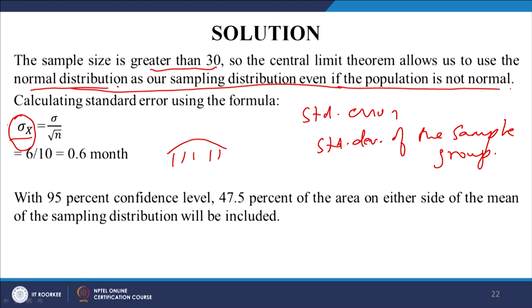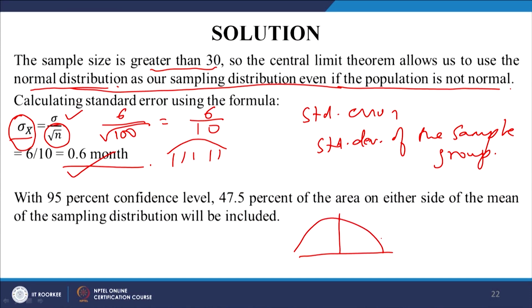Now how is it calculated? It is nothing but a ratio of the standard deviation upon the square root of the sample size. So, in this case, our standard error of the sample distribution is 6 upon root n. Now, root of n is 10, since n is 100. So that is equal to 6 by 10, that is equal to 0.6 month, with a 95% confidence level.